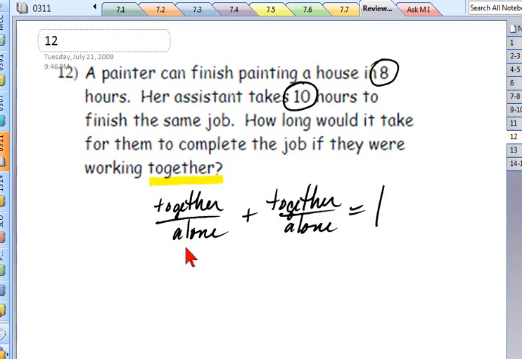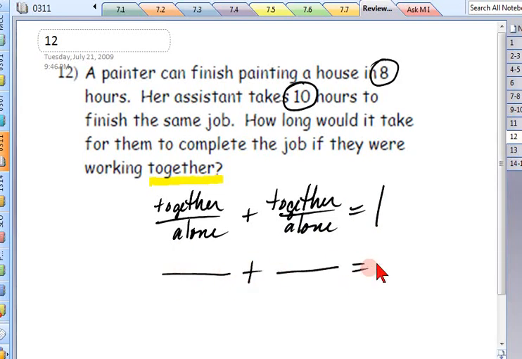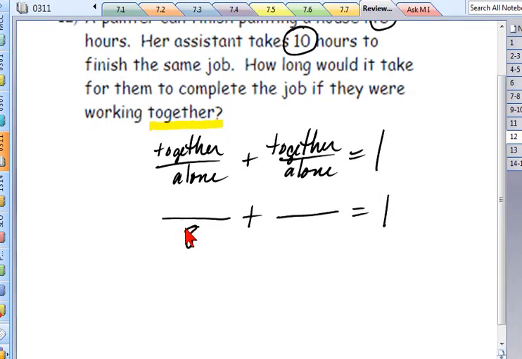All right, for this particular problem, what is the first painter's alone time? 8. And the second painter's? 10. And what is their together time? We don't know, so we will call that unknown x. You now have an equation with fractions in it. What's the least common denominator? All right, now 2 is a common factor. 40 is the least common denominator. So I'm going to multiply 40 times this one, 40 times the second one, and don't forget to multiply 40 times the 1.